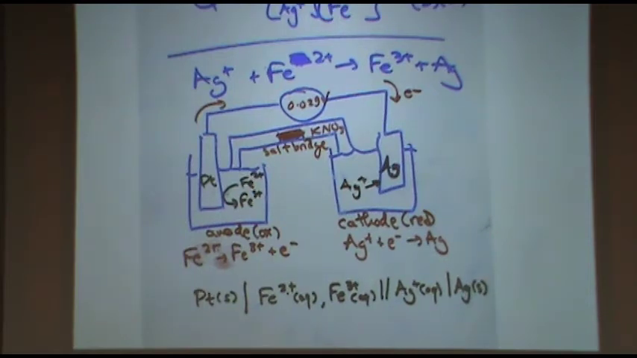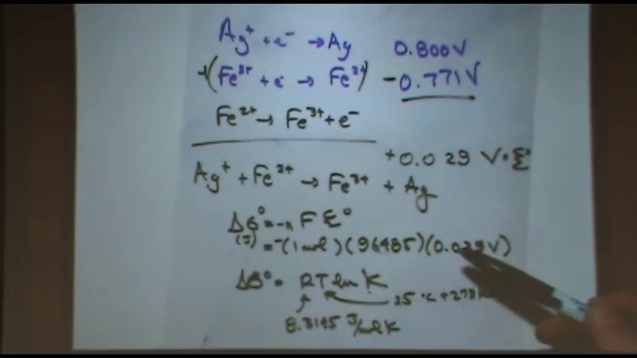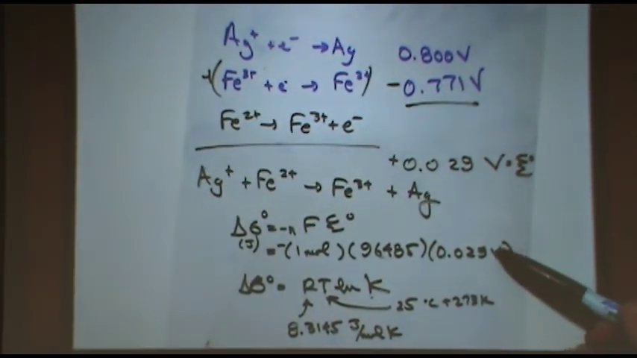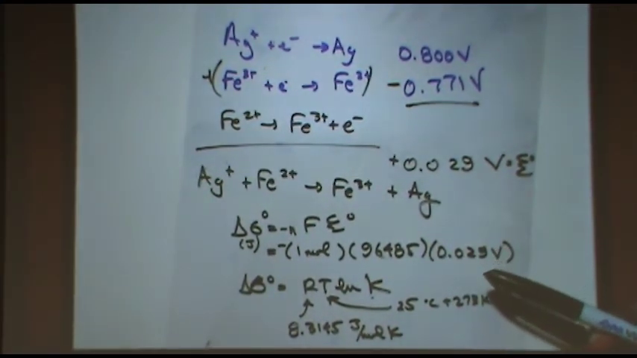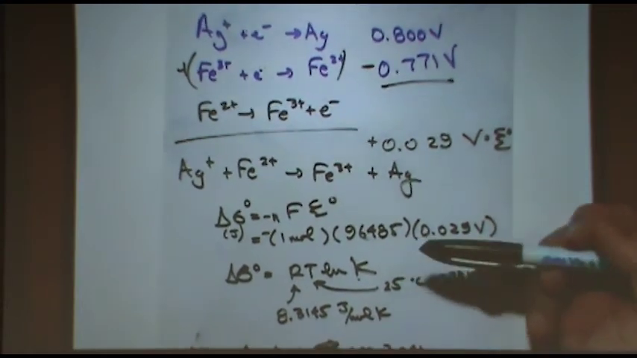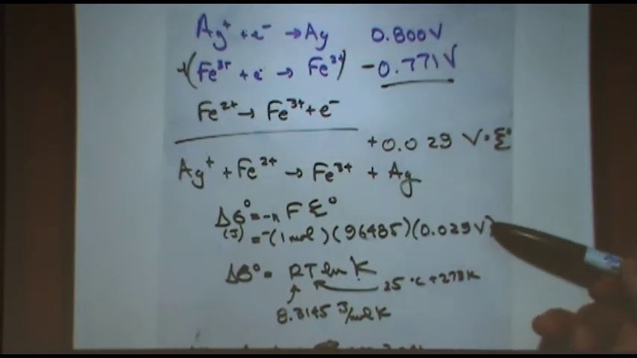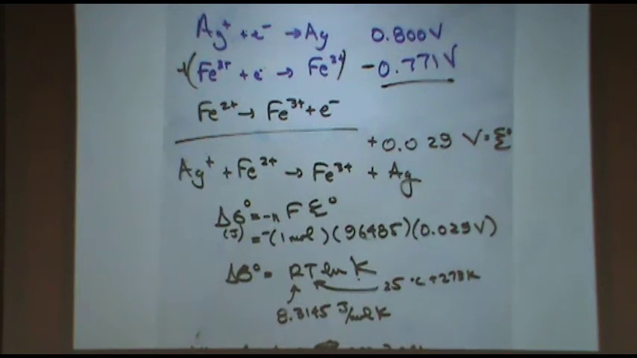Let's see, the question about coulombs. F is given here as 96,485 coulombs per mole of electron. So where did I use that? This is coulombs per mole of electron. A coulomb times a volt would be a joule. It depends what your perspective is, but joule per coulomb times a coulomb is a joule. Is that okay? All right, yes?